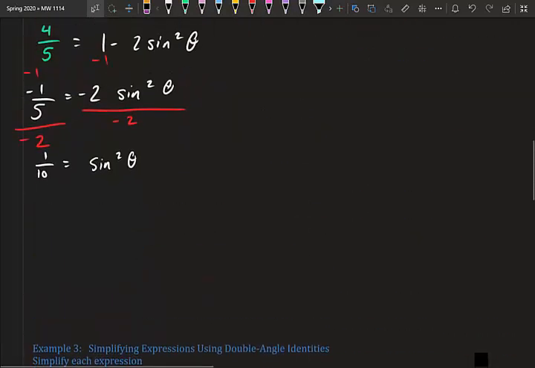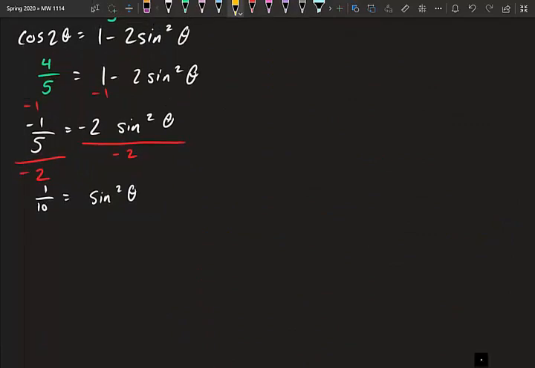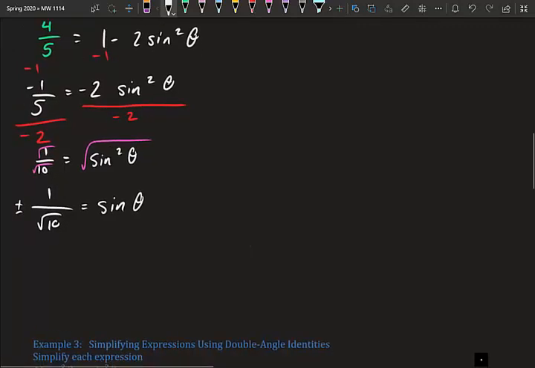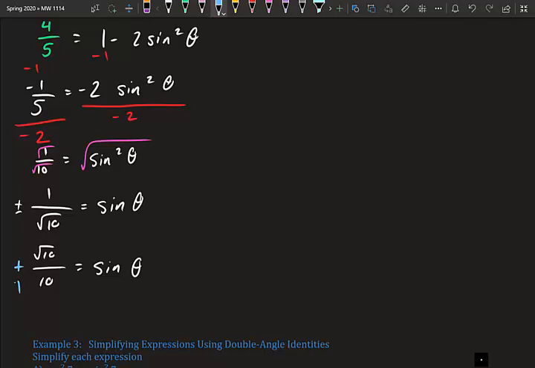Alright, there we go. So we square root both sides. So now we are left with 1, wrong color, my bad. 1 over square root of 10 equals sine theta. Of course, that's positive, negative. And we're going to simplify this. So we have square root of 10 over 10 equals sine theta. Now, we need to know if it's positive or negative. It's positive because quadrant 2. Remember, sine in quadrant 2 is always positive. So that's why we say it's positive.